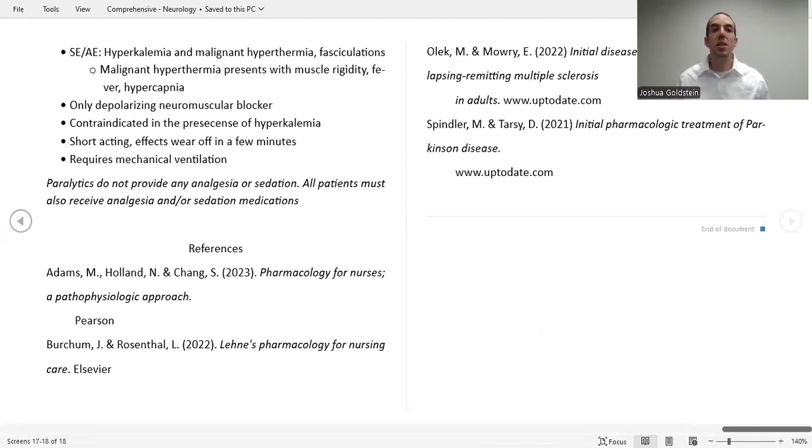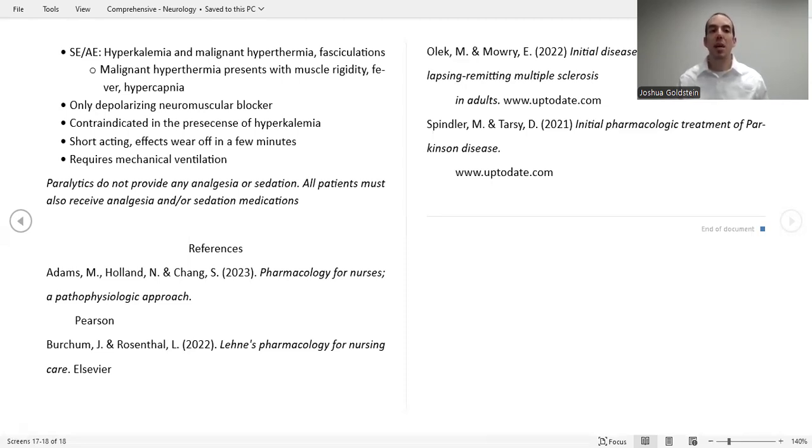This does have a few issues with it, specifically hyperkalemia, malignant hyperthermia, and fasciculations. It could cause malignant hyperthermia, it could cause hyperkalemia, and it always causes fasciculations because that's how it works. Malignant hyperthermia, for those of you who don't know, presents with muscle rigidity, fever, and hypercapnia. You should go back and see what drug we learned about earlier in this lecture can treat malignant hyperthermia. This is the only available depolarizing neuromuscular blocker, succinylcholine.